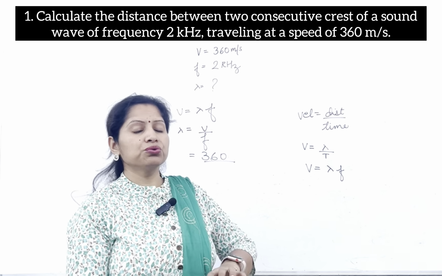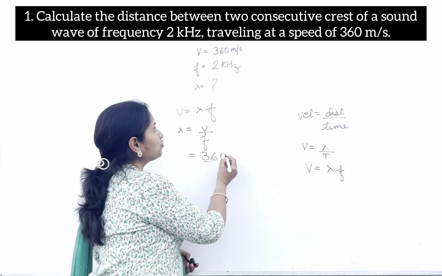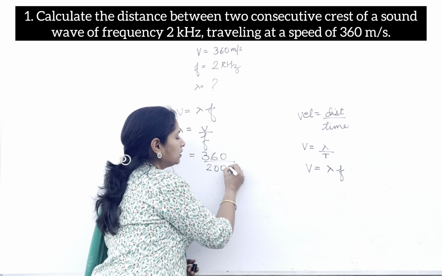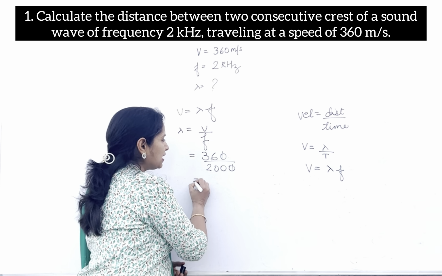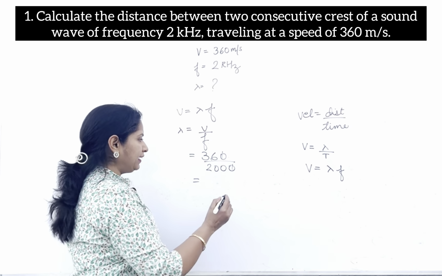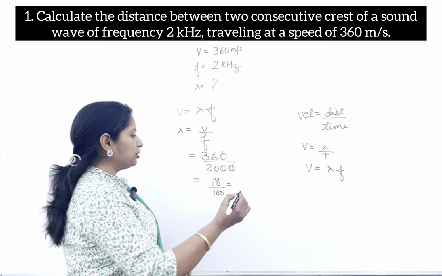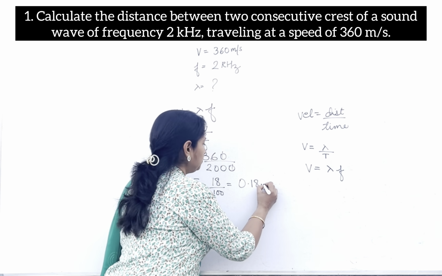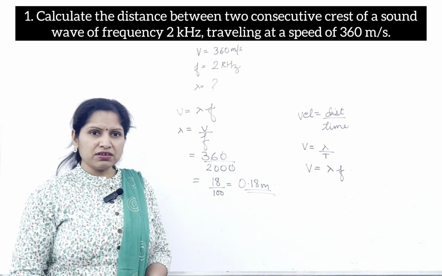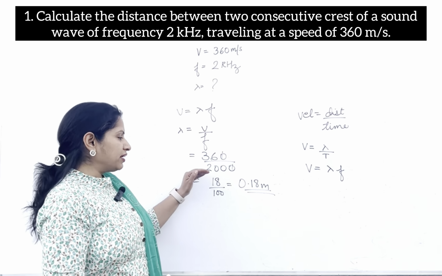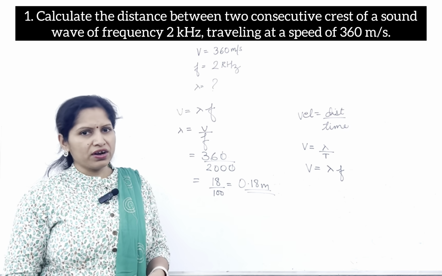Now always remember to convert it in SI unit. So 2 kilohertz is equals to 2000 hertz. Now we just have to do the calculations. 0 and 0 cancel out. 36 divided by 2 will give you 18. So it's 18 divided by 100, and that is equal to 0.18 meters. Or if you want to write in centimeters, it's 18 centimeters. So you can write in meters or in centimeters.